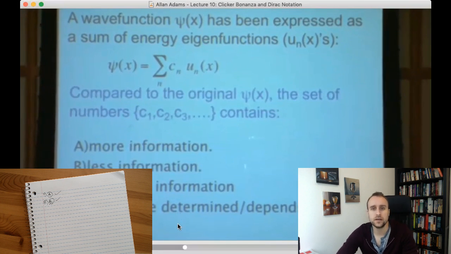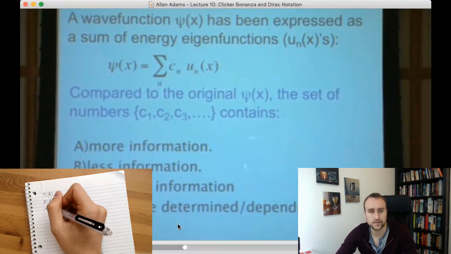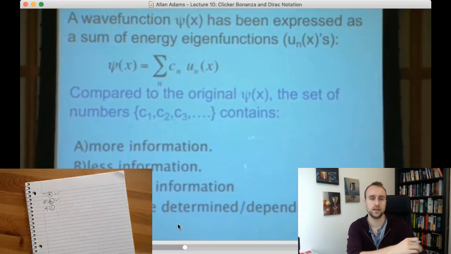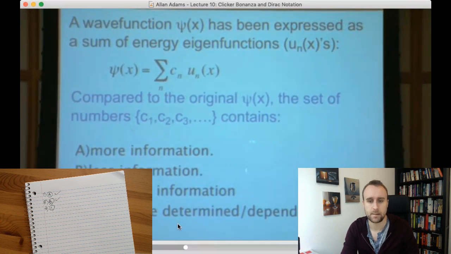Okay, a wave function psi of x has been expressed as a sum of energy eigenfunctions u_n of x. Psi of x is the sum of these energy eigenfunctions. Compared to the original wave function, the set of coefficients contains... well, we already did this one. So this one we know is C. I guessed it wrong yesterday because I thought that there was phase information that might get lost. Obviously that doesn't determine the energy, but I was wrong. We know it's C, but I still have to convince myself exactly why no phase information is getting lost. The original wave function is a function of x, the set of coefficients c_n contains the same information. All right, 5 seconds. And the answer is same information.